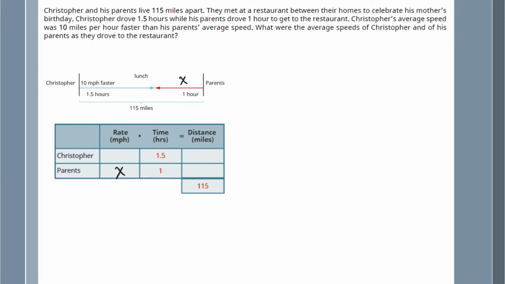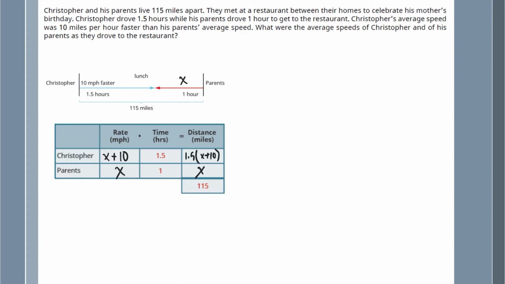And then we know that Christopher's rate was 10 miles an hour faster than his parents, so we can relate his speed back to theirs using the same variable x and adding 10 to it. And then, of course, to get distance for each one of those, we just multiply the two things together, rate times time. So for Christopher, it's going to be 1.5 times the quantity of x plus 10. And then for his parents, that's going to be 1 times x, or we can just say x if we want to.